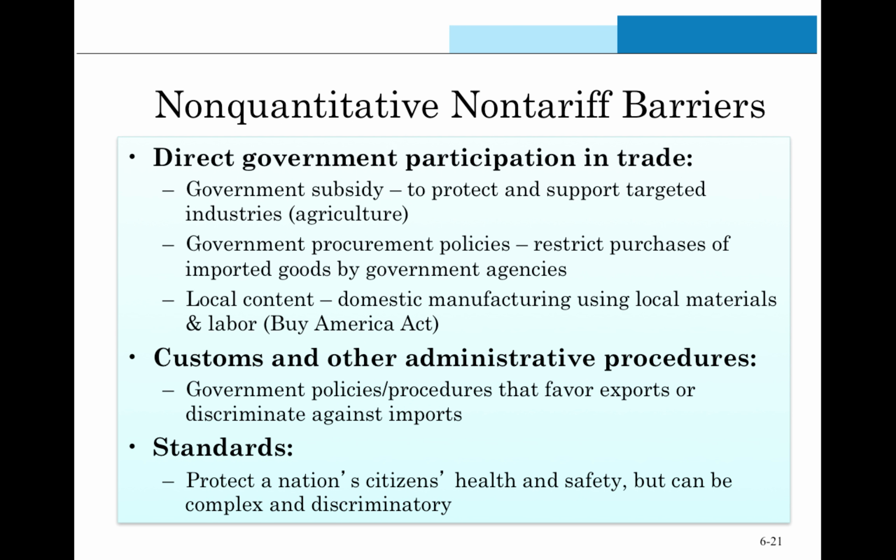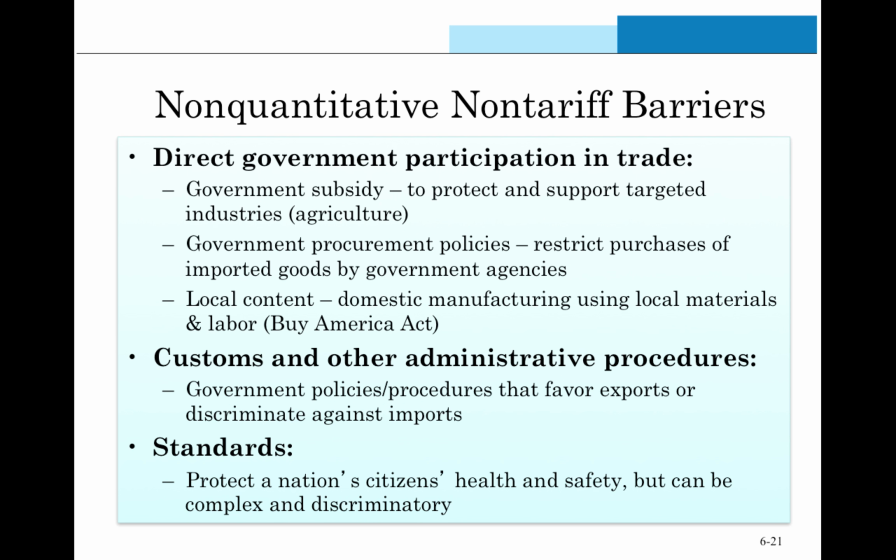Non-quantitative barriers include direct government participation in trade, like government subsidies and government procurement policies, where they restrict the purchase of imported goods by government agencies. Essentially, you can't buy anything unless it's local, Mr. Government. Any buying that you do as a government is done only locally, so that's a limitation. Another is forcing local content, saying everything that's sold in our country must have at least 50% local content, like the Buy America Act, for instance.